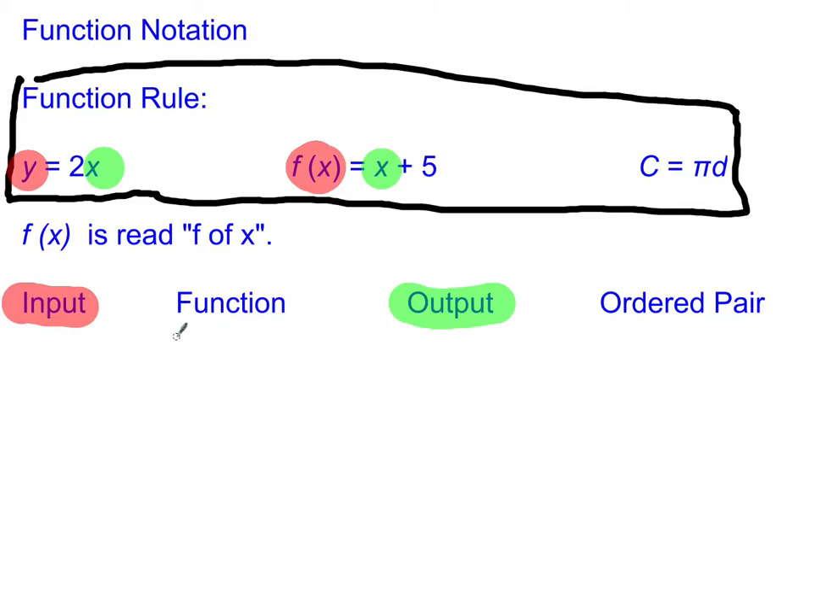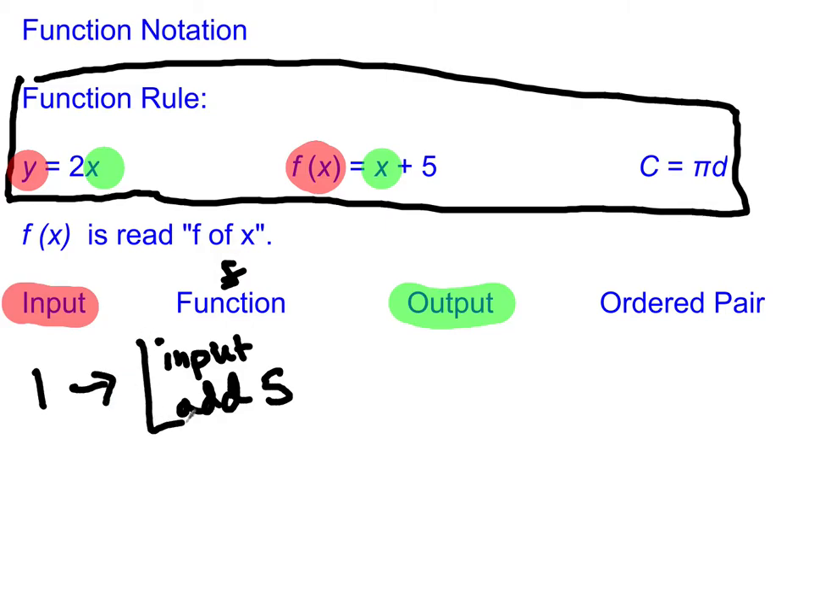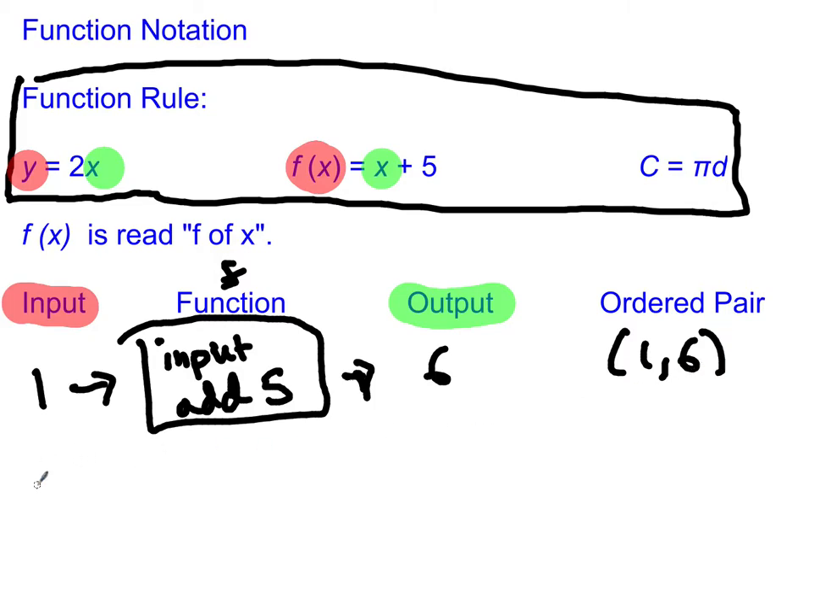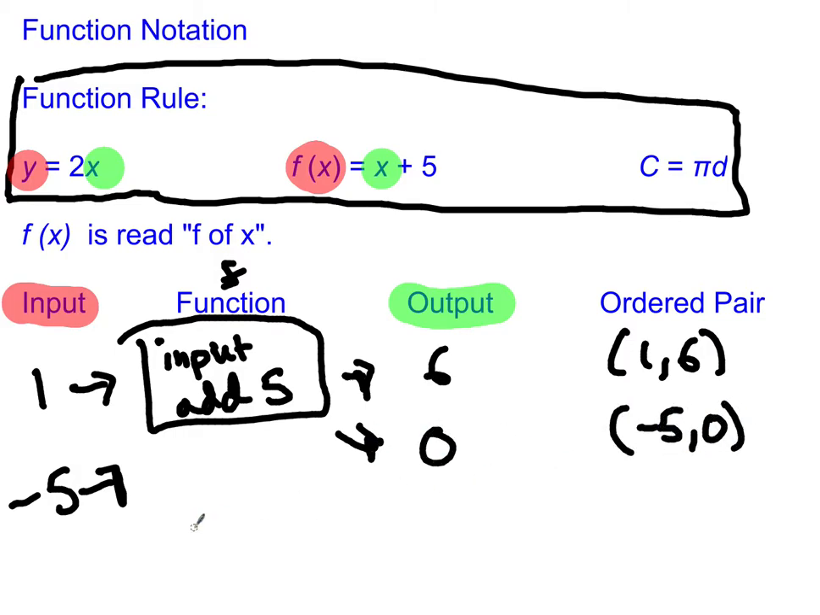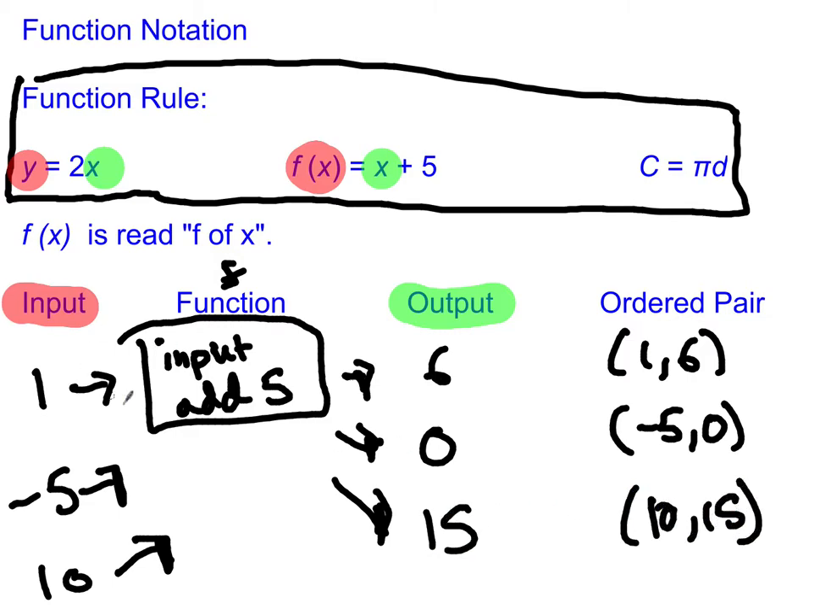So the function is, take your input and add 5. Okay, that's what the function f does. The function is f, and it says take your input and add 5. So if our input is 1, it goes into the function, it comes out as 6, and we have the ordered pair 1, 6. If it is -5, it goes into the function, we add 5 to it, it comes out as 0, and you get -5, 0. And you can just keep doing this forever, actually. Comes out as 15, and you get 10, 15. Okay, so that's what this function f does. It takes your inputs, it adds 5, and it gives you an output.